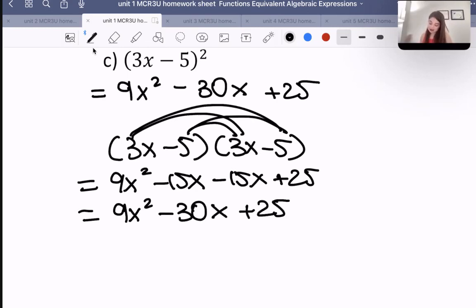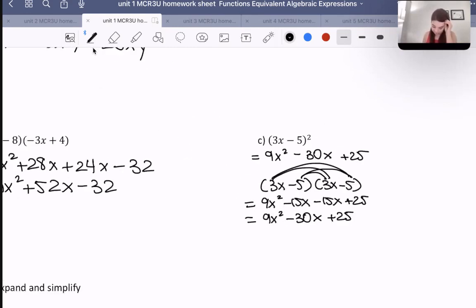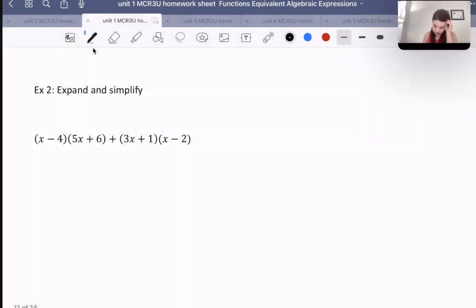So it takes us an extra step perhaps, but we still got the same answer in the end, which is the important part, right? That's the part we actually care about, is that we did get the same answer at the end. Very good. All right, so here's another example that says to expand and simplify.